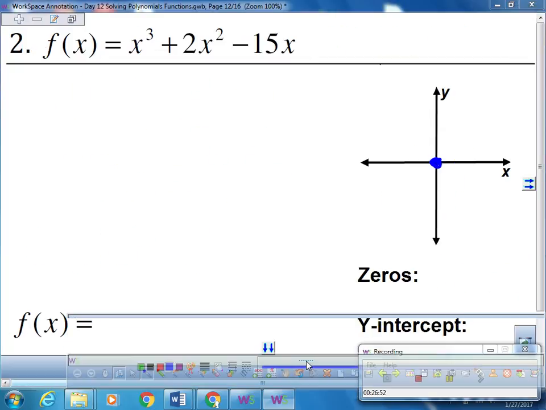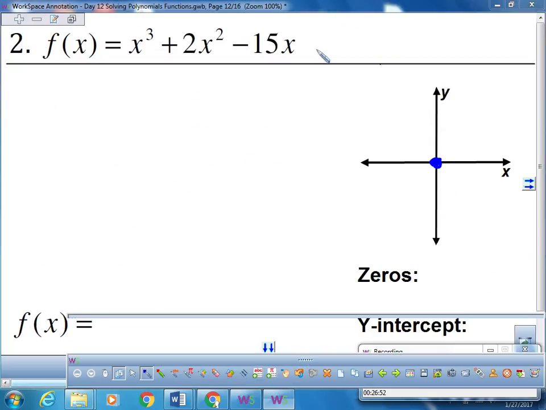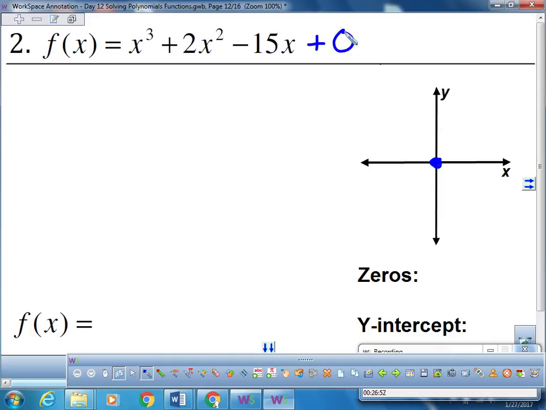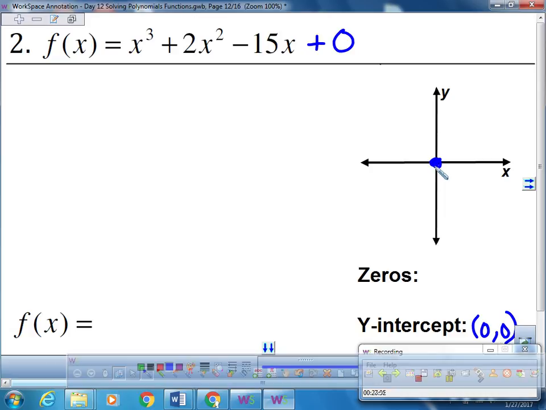Okay, so let's look at number 2. Since we have no constant, we know our y-intercept is (0, 0). That's the first piece of information I have. There's another piece of information just by looking at it. What type of function is it? It's cubic. No, not quadratic. It's cubic, so I know it looks like this, because it's positive, so it's going to start in quadrant 1 no matter what.